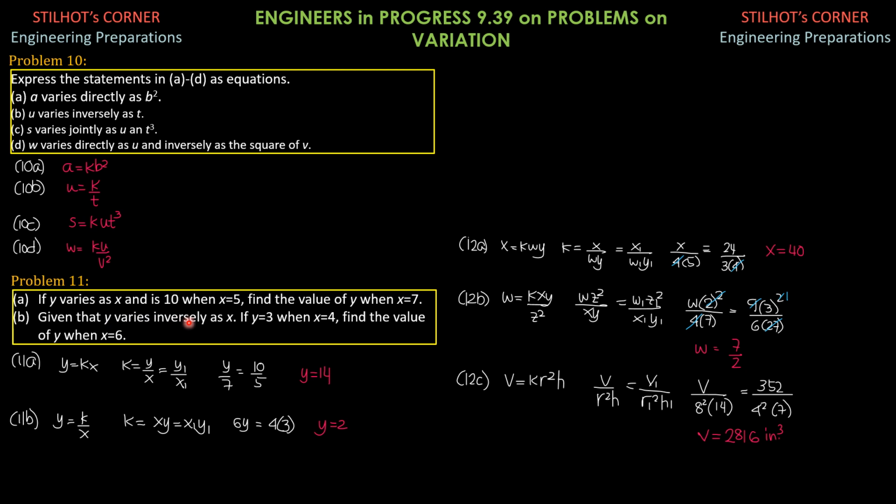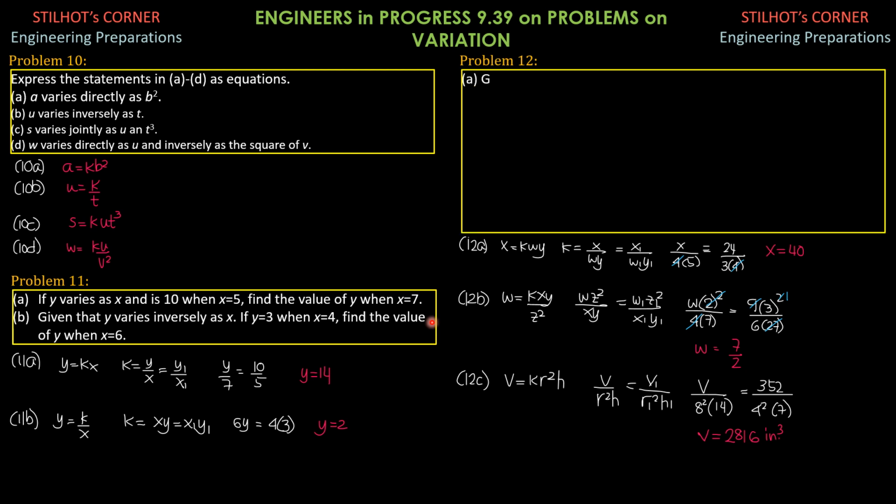11b, given that Y varies inversely as X, so Y is K over X. If Y is 3 when X is 4, find the value of Y when X is 6. So K therefore is XY equated to X1 Y1. So find Y when X is 6, so 6 times Y equals 4 times 3, initial condition. Solving for Y is 2.